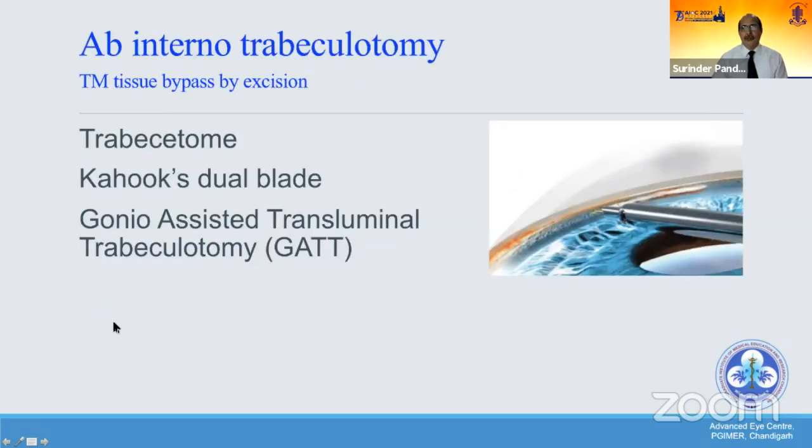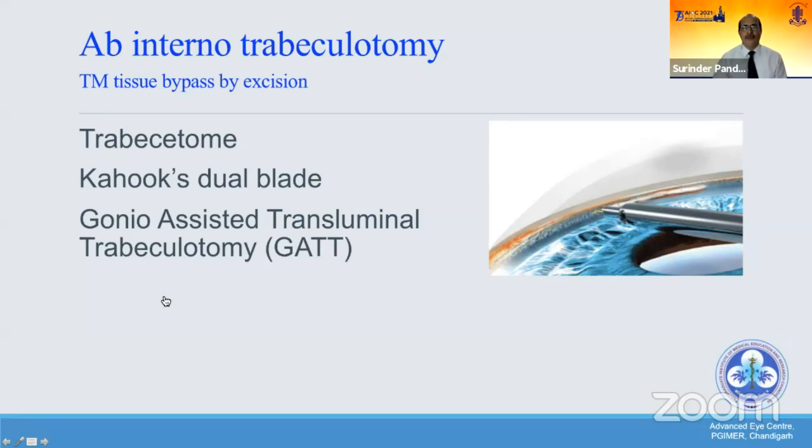So, ab interno trabeculotomy. There are a number of procedures here where the trabecular tissue is bypassed by excision of the trabecular tissue. Trabectome, Kahook Dual Blade, and gonioscopy-assisted transluminal trabeculotomy are the three procedures that fall into this category. I have no personal experience with the Kahook Dual Blade, so I'll be talking about the Trabectome and also the gonioscopy-assisted transluminal trabeculotomy.